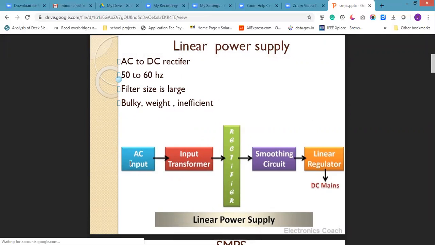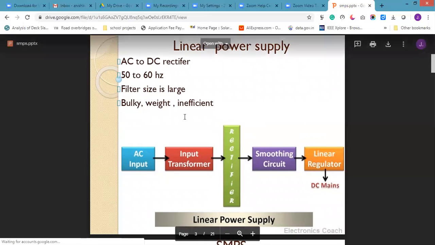So here we are having AC input. This is given to the transformer. This transformer is a step up or step down transformer. Here we are getting an AC voltage. This AC voltage is given to the rectifier. It will convert into DC. Here we are using a filter circuit. It is used to remove the ripple content. And here we are having voltage regulator. So you will get an unregulated DC voltage. Here we are getting a regulated DC voltage.